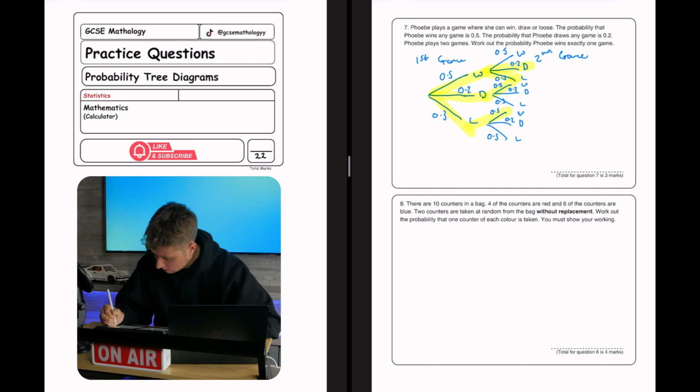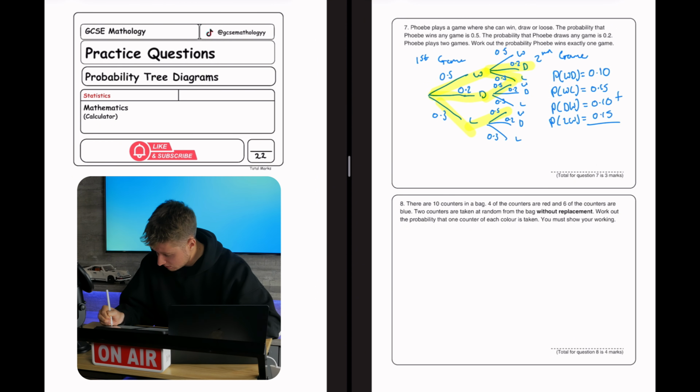So our different paths are probability of a win and then a draw. And this is equal to 0.5 times 0.2, which is 0.1. Then we've got the probability of a win and then a loss. So 0.5 times 0.3 is 0.15. And then we've got the probability of a draw and then a win. So 0.2 times 0.5 is 0.1. And then we've got the probability of a loss and then a win. So 0.3 times 0.5 is 0.15.